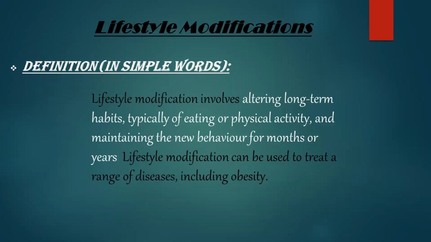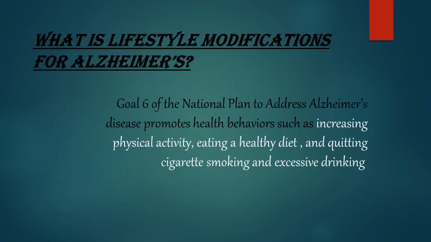Lifestyle modifications, definition in simple words. Lifestyle modification involves altering long-term habits, typically of eating or physical activity, and maintaining the new behavior for months or years. Lifestyle modification can be used to treat a range of diseases, including obesity. What is lifestyle modification for Alzheimer's? Goal 6 of the National Plan to Address Alzheimer's Disease promotes health behaviors such as increasing physical activity.